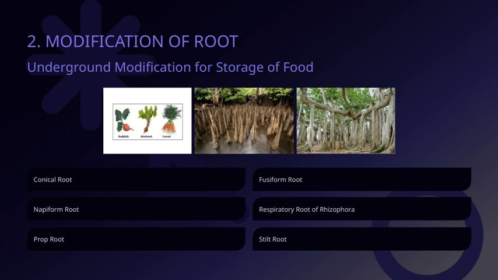Finally, we look at underground modifications for storage of food. These roots become swollen and serve as reservoirs, helping plants survive periods of scarcity. All these modifications highlight how plants adapt their roots to meet specific environmental challenges and functions, which fits into our broader discussion on how plants modify their structures for survival and efficiency.